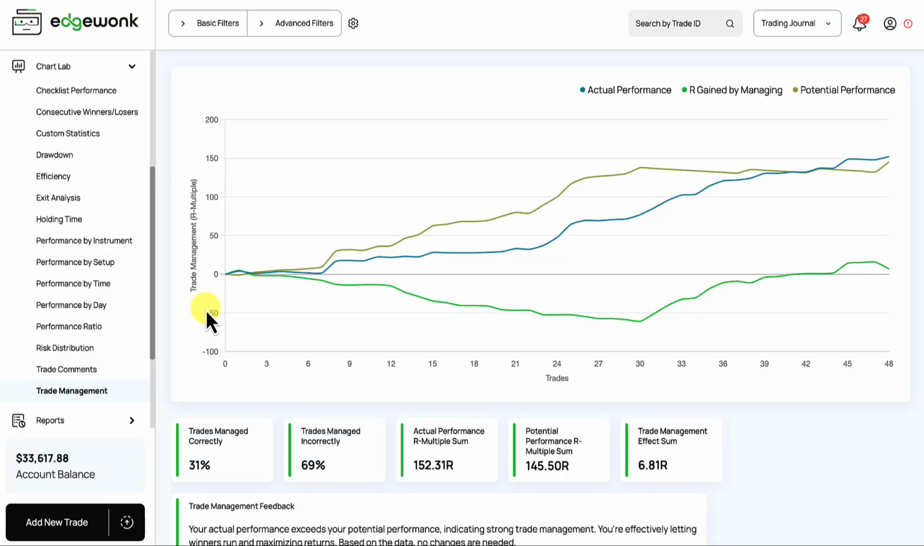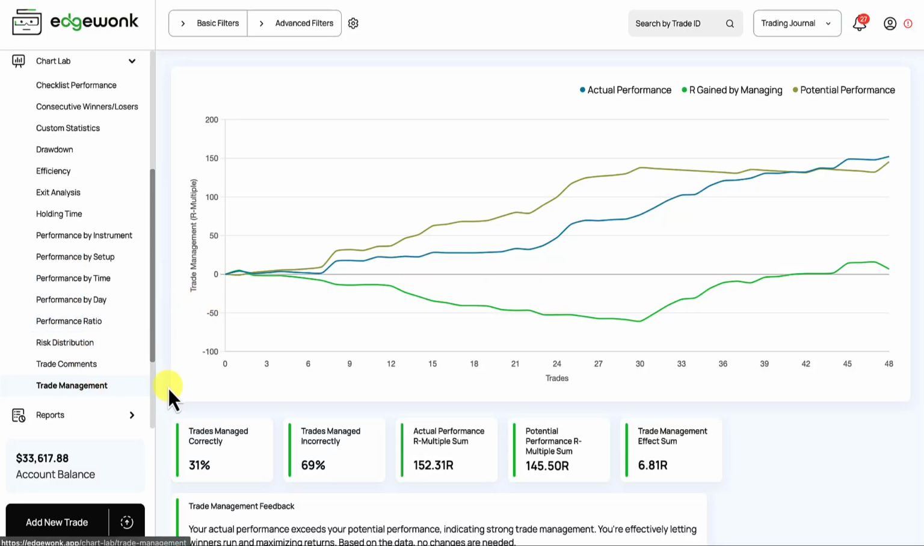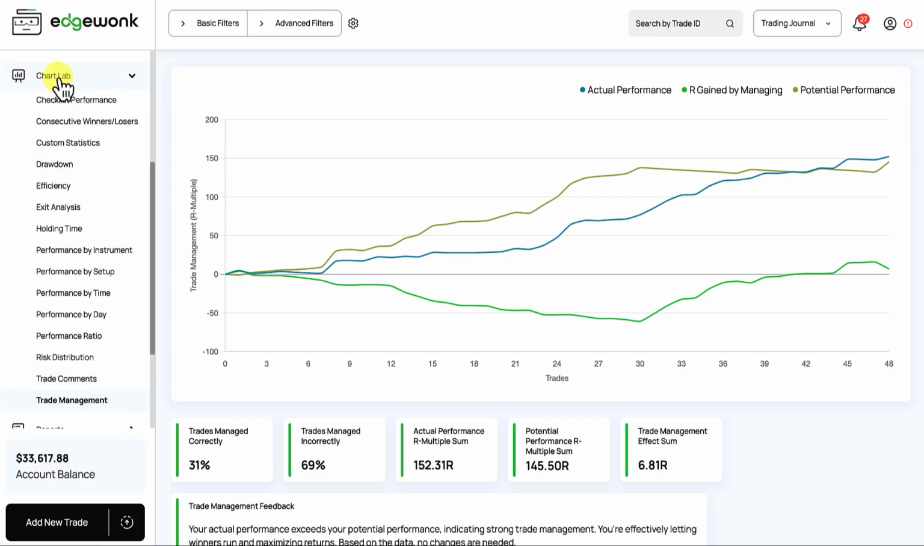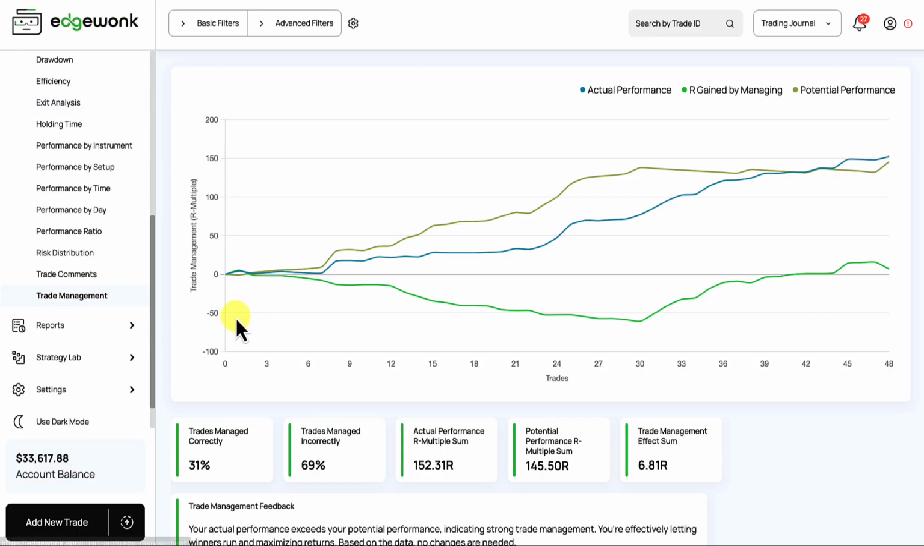Before we go into our first complete journal review, I want to show you the second most important feature in the beginning, especially for new and struggling traders. And this is what we call the trade management graph. You will find it in your chart lab at the very bottom. And you see three lines here. So let's break it down line by line.